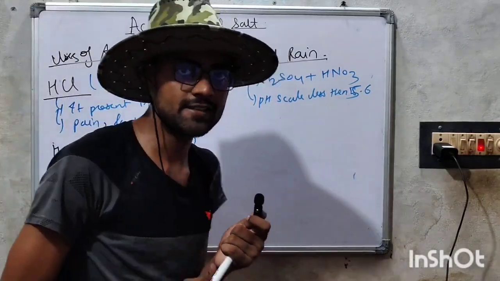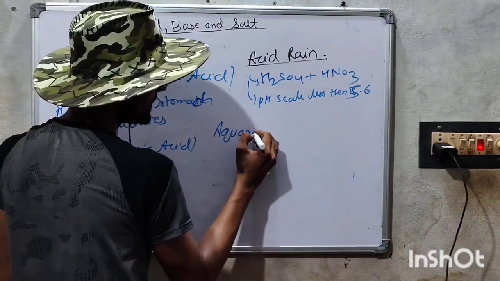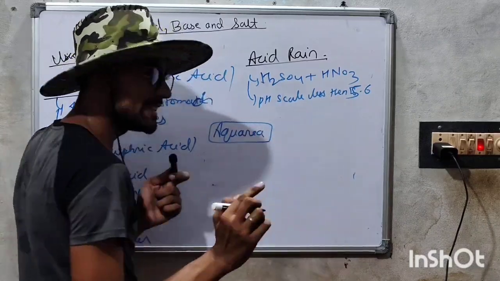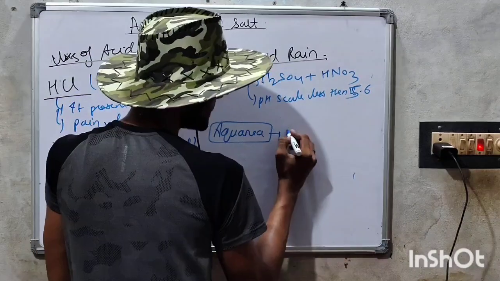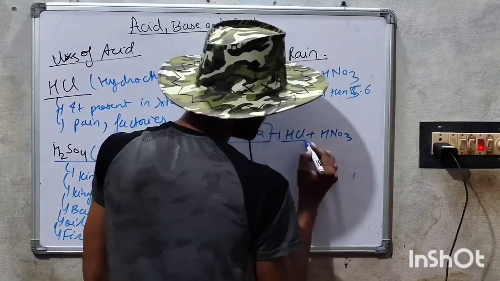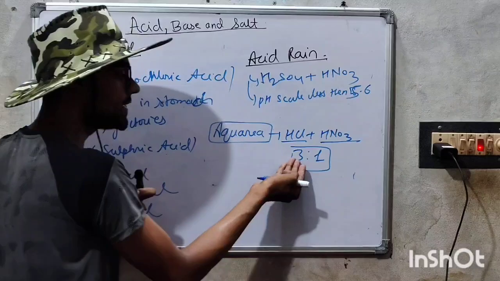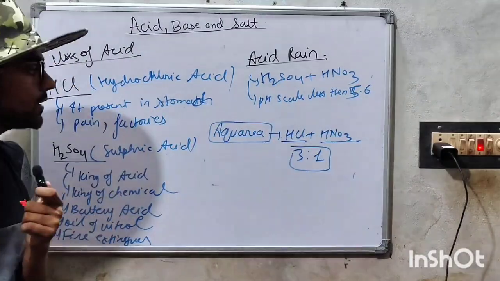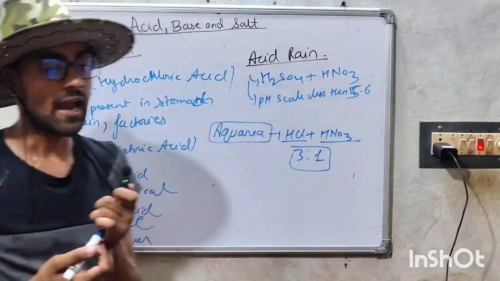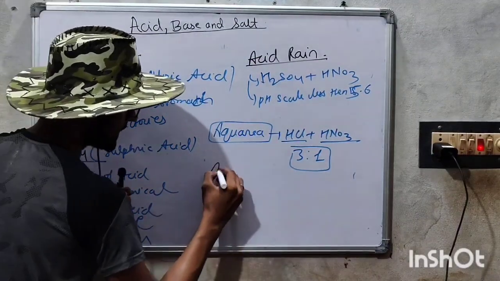And aqua regia, there is aqua regia. What is aqua regia? In that also there are two acids, that is HCl plus HNO3, in a 3:1 ratio, in which 3 parts HCl and 1 part nitric acid make aqua regia. And now we will discuss one more acid, that is acetic acid.